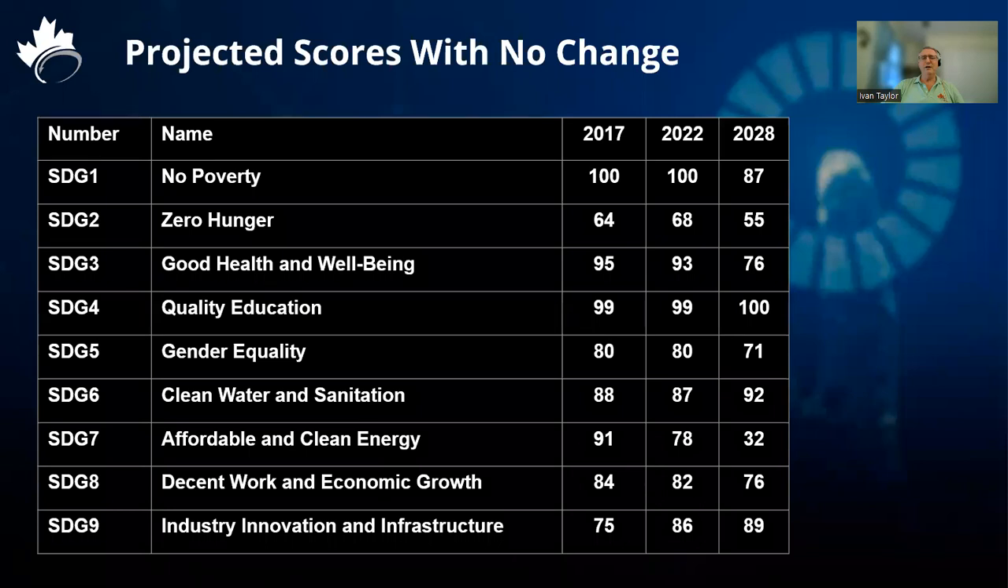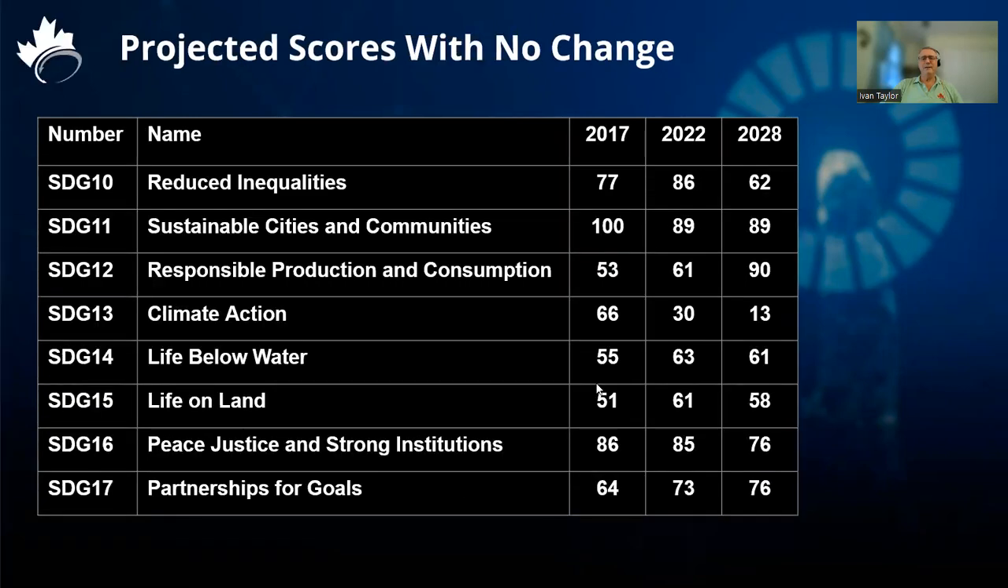So here are the projections. So you see the values in 2017, the values in 2022, and the projections into the future. And notice here that affordable and clean energy is also getting a low score of 32 in the future. Here are the projections for SDGs 10 to 17, and we see climate action was declining from 66 to 30 and down to 13 in 2028, according to our model.